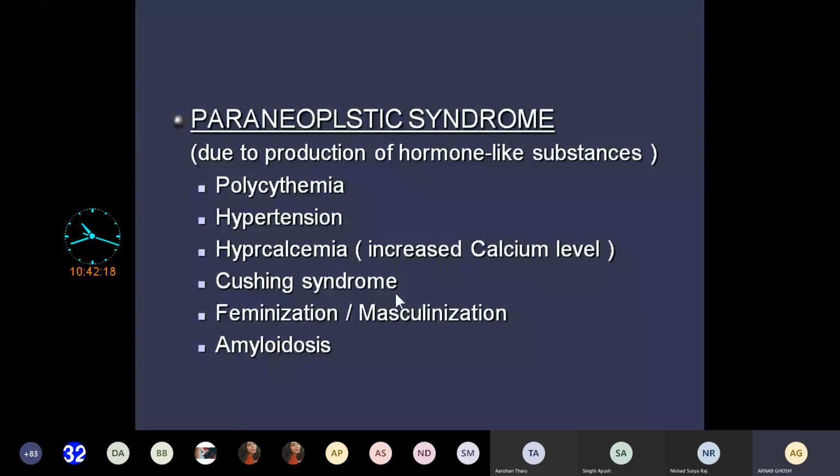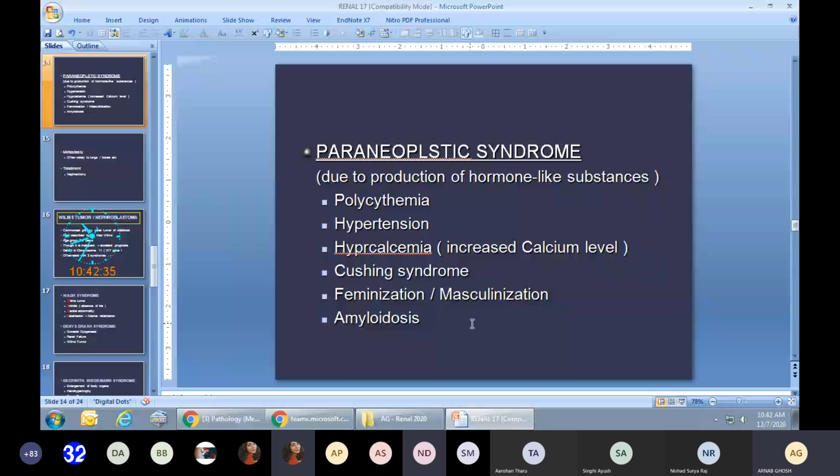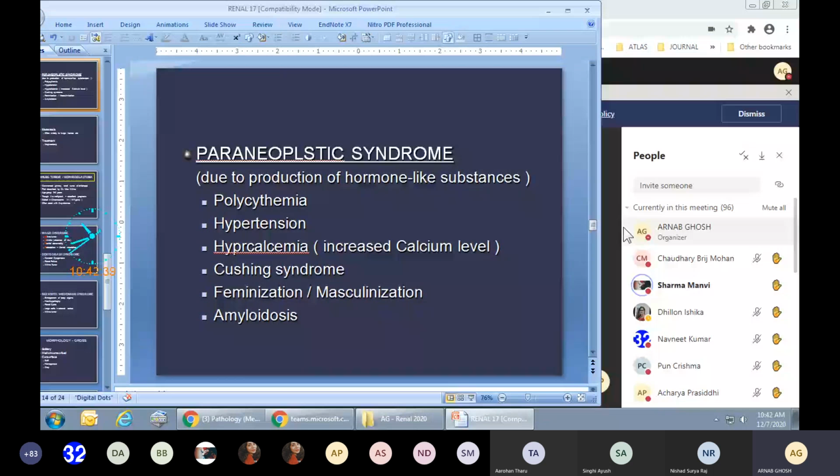Say, for example, some female getting hirsutism. You know what is hirsutism? Yes? No response at all. You can hear me, right? Yes, sir. Okay. So hirsutism means there will be increased facial hair, like a beard and all.